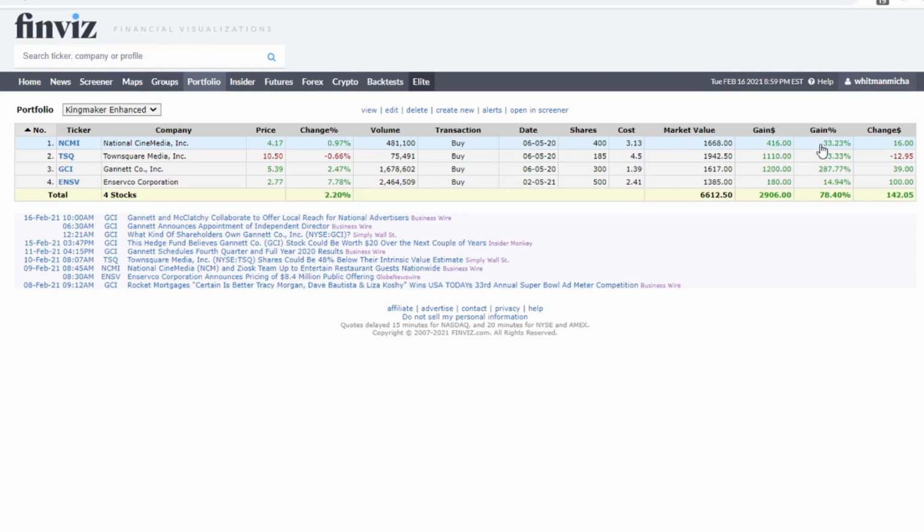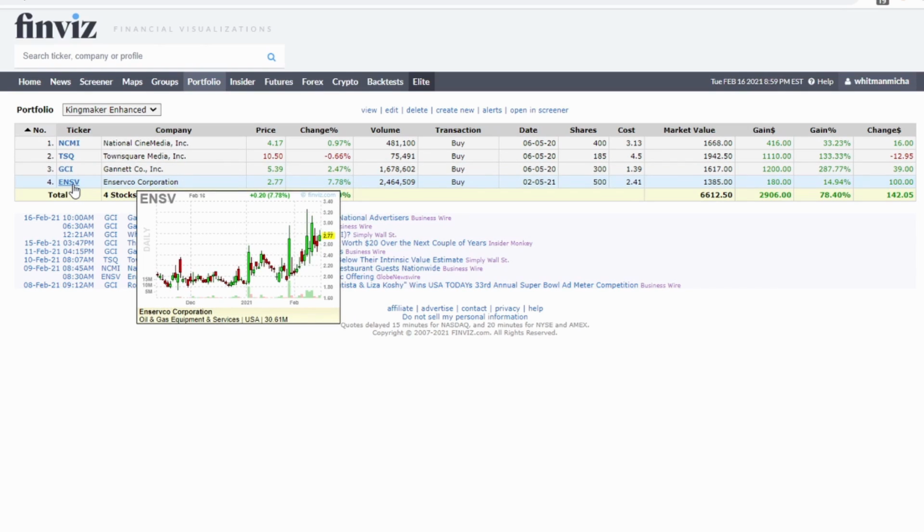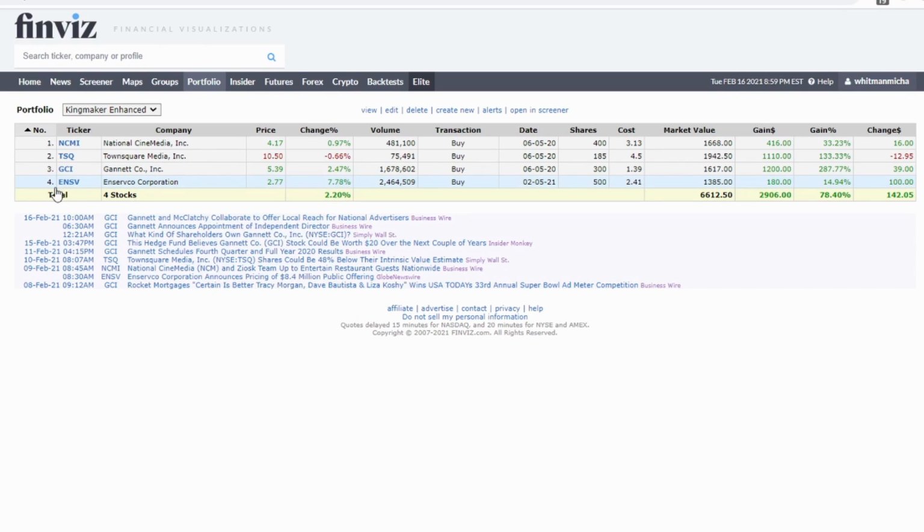And those are up 33% for NCMI, up 133% for TSQ, and up 287% for GCI. And then last week I bought 500 shares of ENSV. It's oil and gas, because guess what? I knew that oil and gas was going to keep on going up. And what ended up happening is it's up 15%.